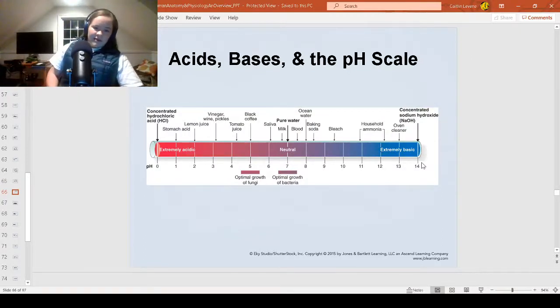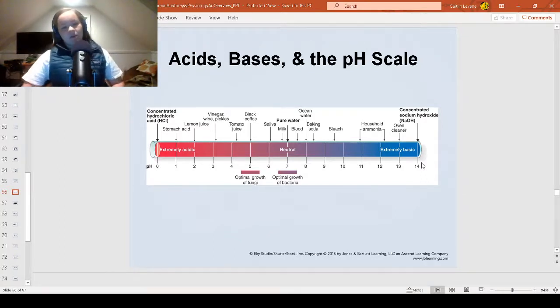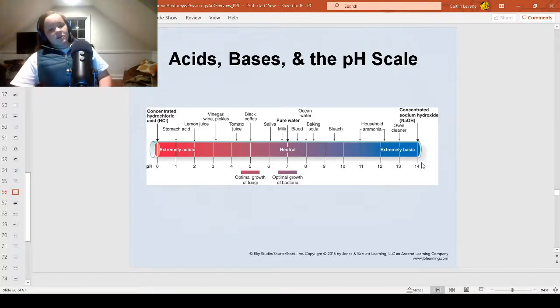We can have an example of concentrated hydrochloric acid, which has a pH of 0. Your stomach acid is measured at a pH of 1, which, if you think about it, is pretty strong. A pH of 14 would be something like sodium hydroxide. Oven cleaner is at 13. Household ammonias are at like 11 to 12. Bleach is 9.5. And then we've got the in-betweens. As you can see on the bottom, we also have the shading scales, optimal for growth of fungi and optimal growth of bacteria.